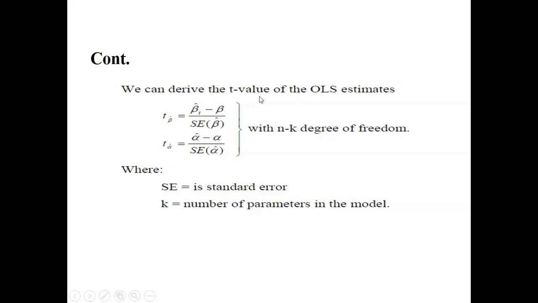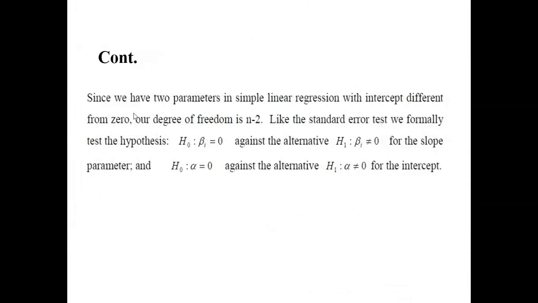We can derive the t value of the OLS estimator like so: t of beta hat is equal to beta hat minus b naught over standard error of b. Again, for alpha hat, t is equal to alpha hat minus alpha over standard error, with n minus k degrees of freedom, where k is the number of parameters in the model. Since we have two parameters in the simple linear regression with intercept different from 0, our degree of freedom is n minus 2.